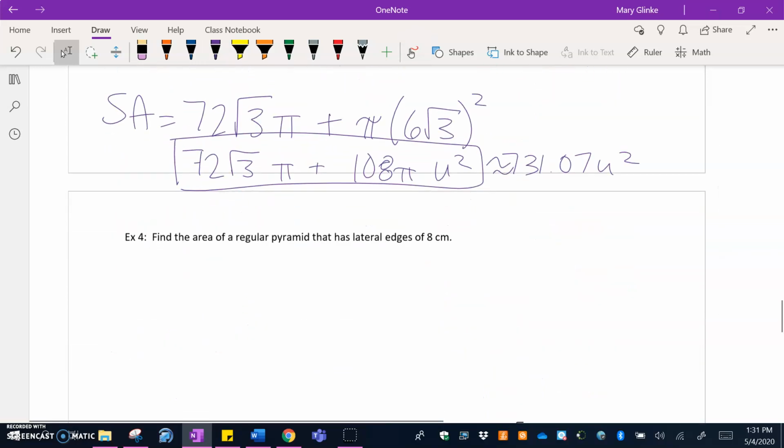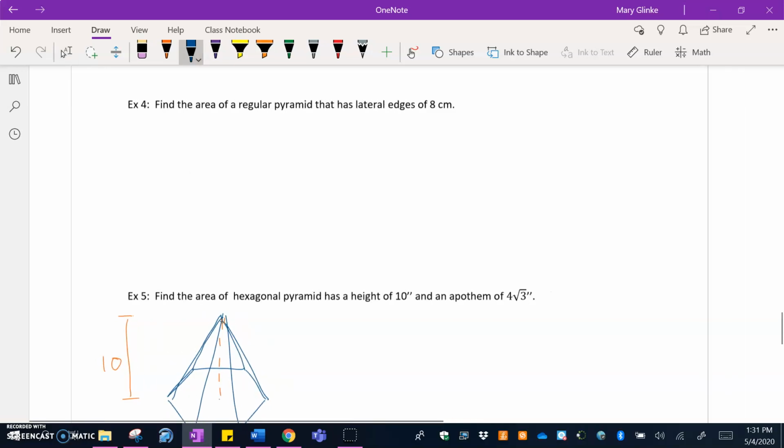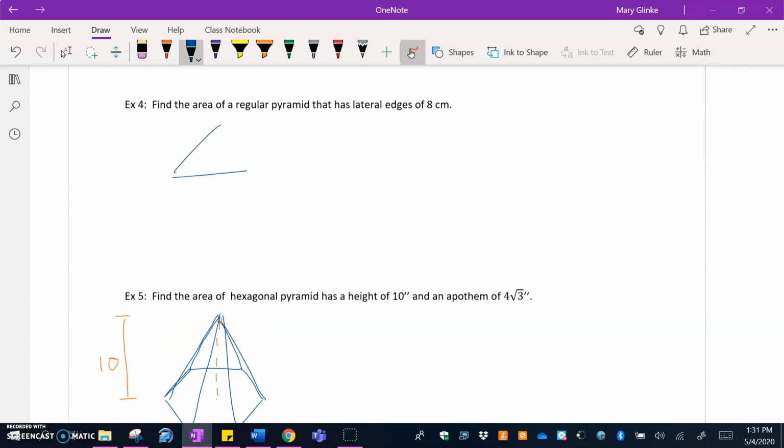Okay, let's go ahead and take a look at another one. Find the area of a regular pyramid. So that means all of the faces are congruent, that has lateral edges of 8 centimeters. So this regular pyramid is going to end up being a triangular pyramid. And so each lateral edge is going to end up being 8.